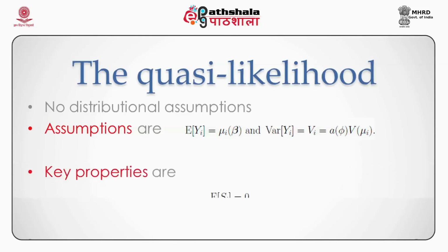Key properties of the quasi-likelihood score function are expectation of Si equal to 0, and variance of Si is minus expectation of del Si del mu i. We know that these properties hold for the normal score function, and they also guarantee the asymptotic behavior of the quasi-likelihood function, and that it is similar to the asymptotic behavior of the usual score function.